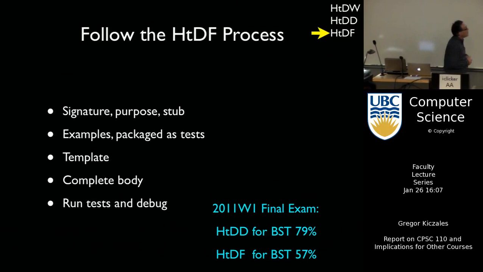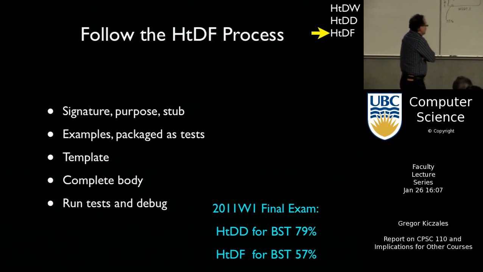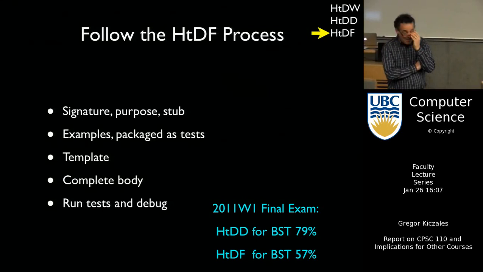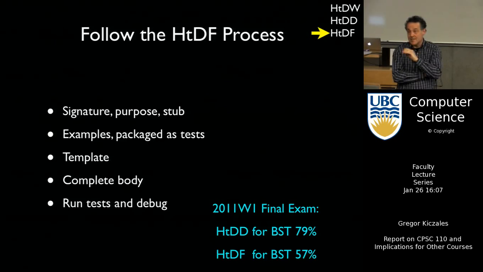So they do very well on this. This is midterm 2. By now, they're doing much better with the recipes. 79% for the data definition of a BST and 57% for the function definition of BST. Now, I will claim to you that 50% is actually quite high, because bear in mind that about 35% of these people are going to be computer science majors, more or less tops.